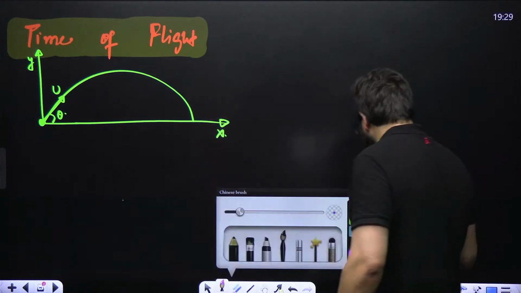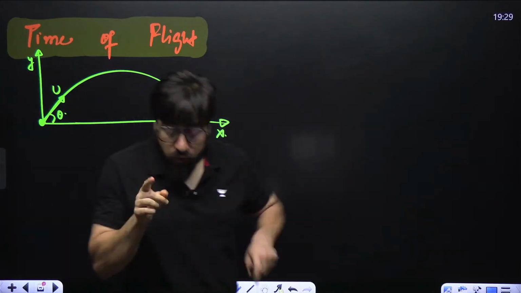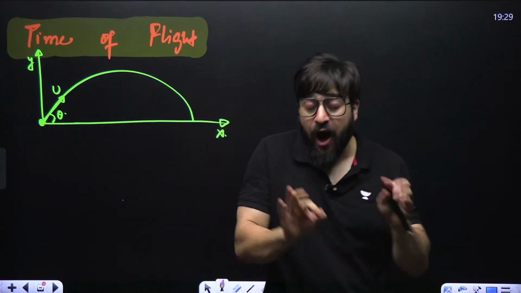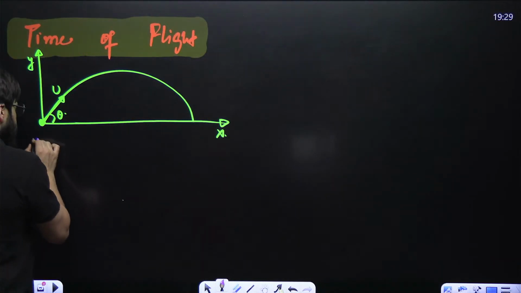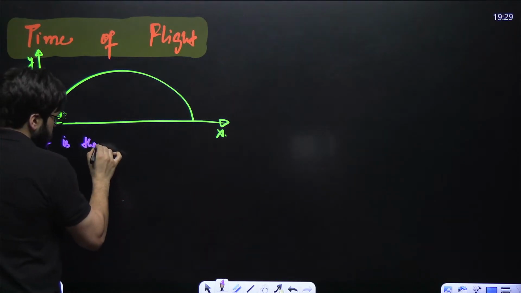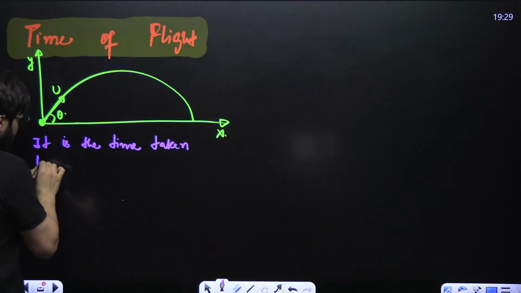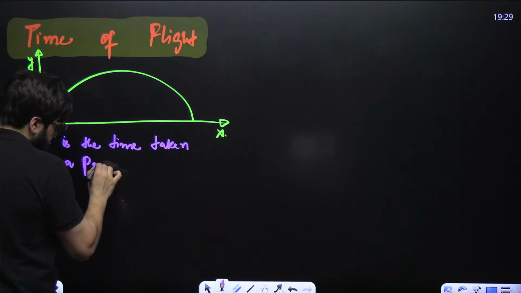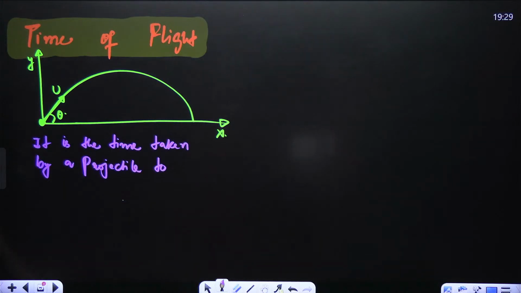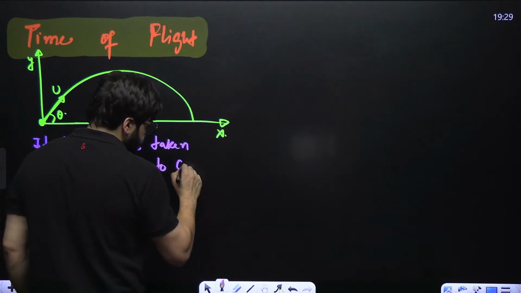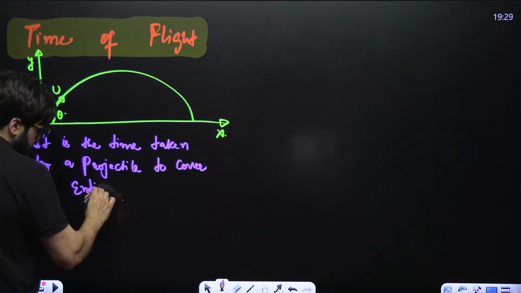What if I ask you to tell me how much time it has covered in this entire journey? So from initial point to final point, how much time it is taking in the journey, that is what we call the time of flight. So I say it is the time taken by a projectile to cover the entire journey.